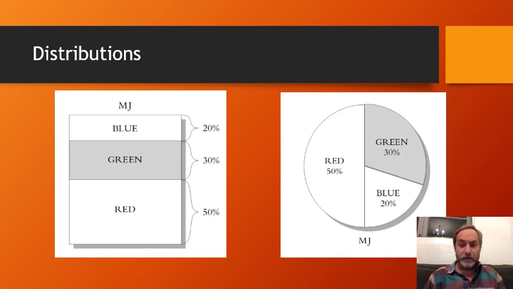So here is, again, our jar, and we have 50% red marbles, 30% green marbles, 20% blue marbles. If you wanted to, you could draw it in a pie chart instead. I think typically we will be sticking to the version on the left. So that is our distribution.